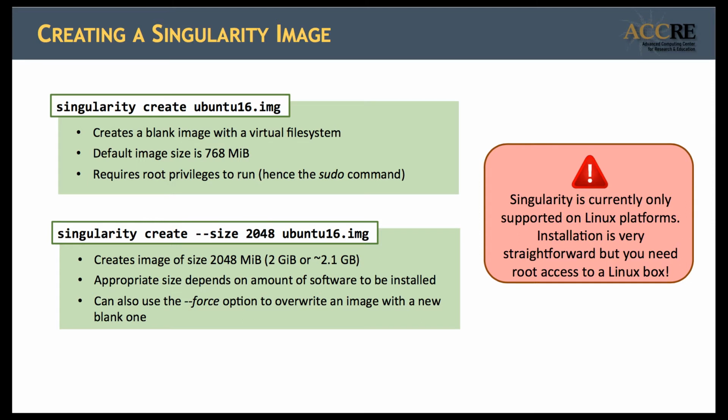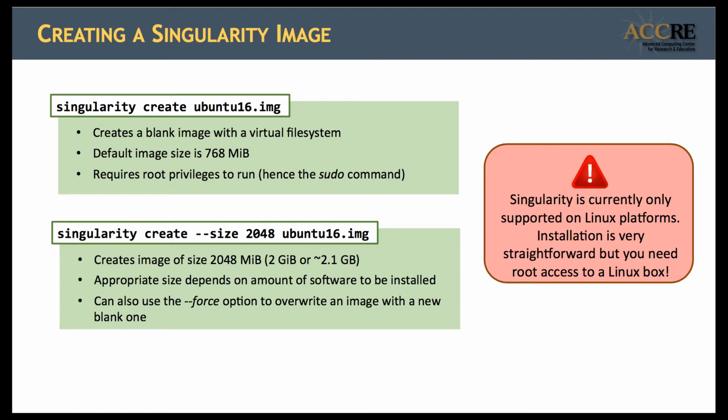Okay, so let's actually start talking about these commands. The first command is singularity create. Within all these examples, I'm going to be using an Ubuntu 16 example, which just means that my image is going to be running Ubuntu, major version 16. This first step just creates a blank image with a virtual file system, and it has a default image size of 768.